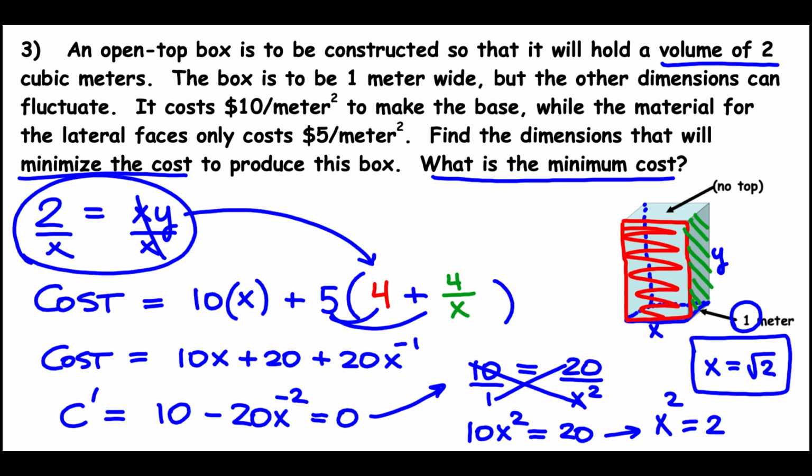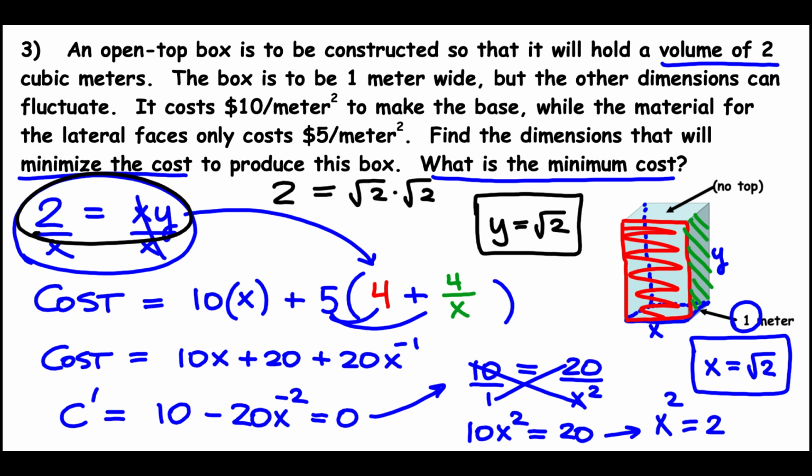Now remember that we had xy equals 2 back in the day. If x is the square root of 2, y would also have to be the square root of 2, because that would make a regular 2. So x is the square root of 2, y is also the square root of 2, and of course the third side has to be 1, and these are all in meters. So the dimensions that will minimize the cost are square root of 2 by square root of 2 by 1 meters.